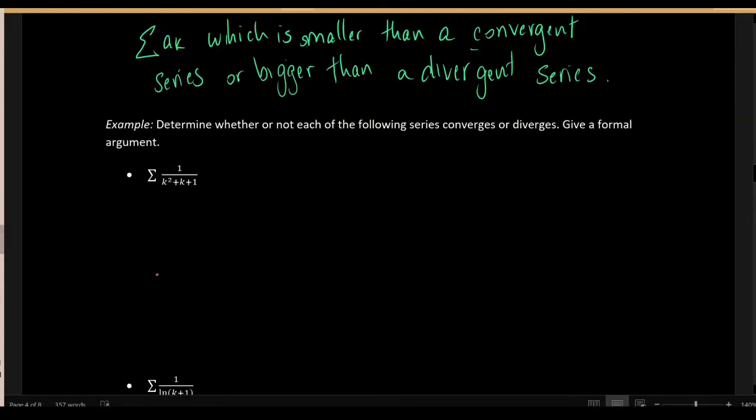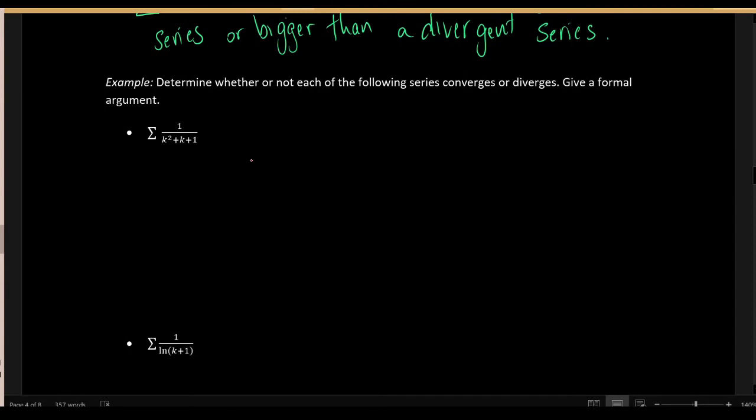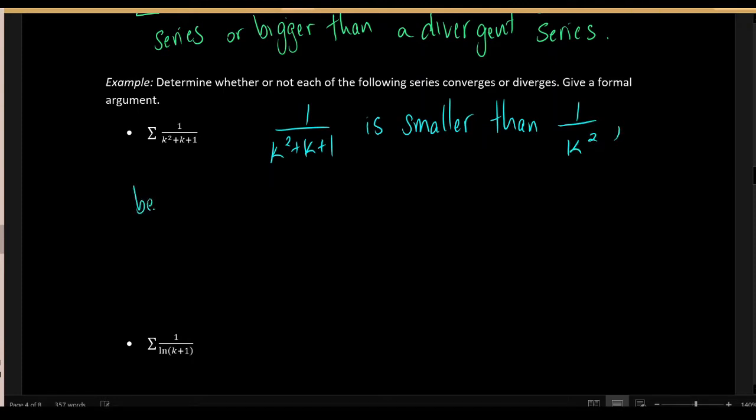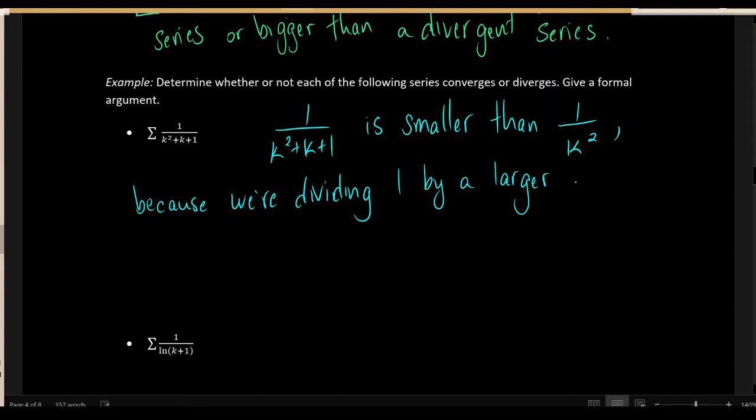Let's consider, for example, the series where we're summing up the terms of 1 over k squared plus k plus 1. Now, if I look at the terms of the series, 1 over k squared plus k plus 1 is definitely going to have to be smaller than if we just had 1 over k squared, because we're dividing 1 by a larger quantity. And if you divide by something larger, you're going to get something smaller.